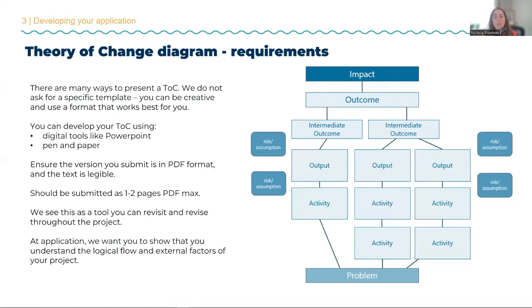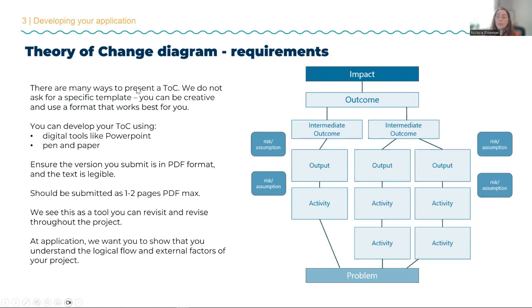But for the purposes of the application, you should ensure that the version you submit is in PDF format, and that if it's a pen and paper theory of change that you've taken a photograph of, you need to make sure that that text is legible in the PDF that you upload. We recommend that you just submit this as 1 to 2 pages of PDF max, because you should be able to give that overview of your project in that amount of space. 1 page would be ideal though.